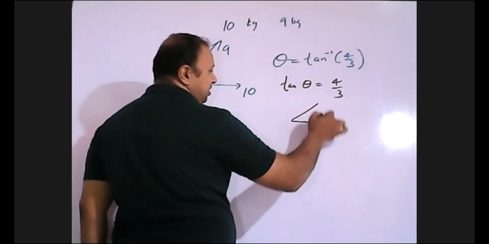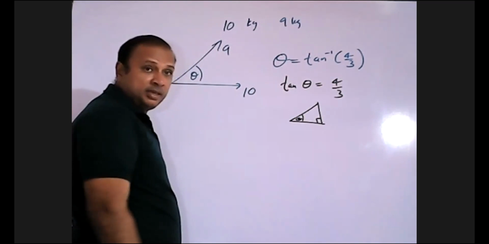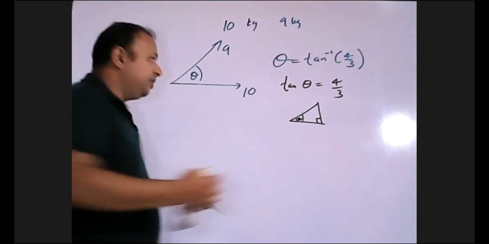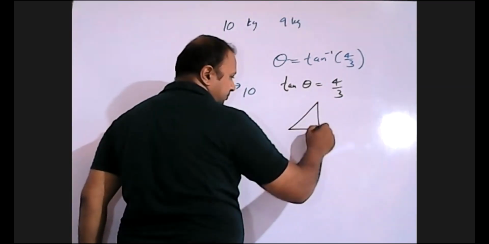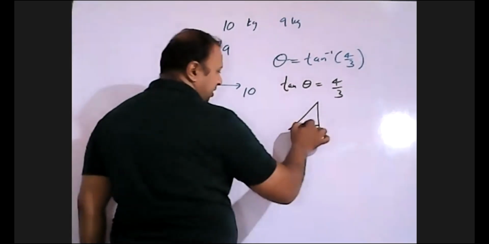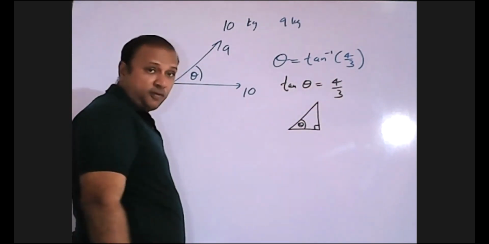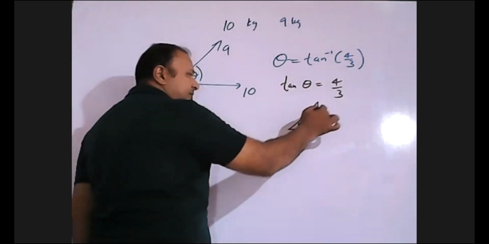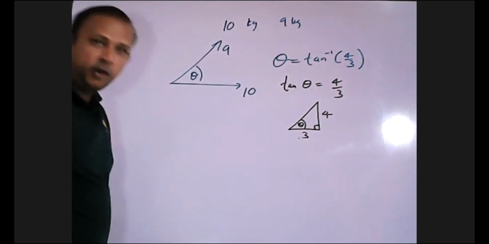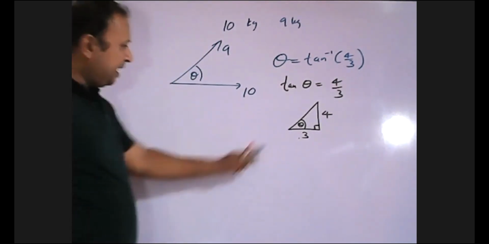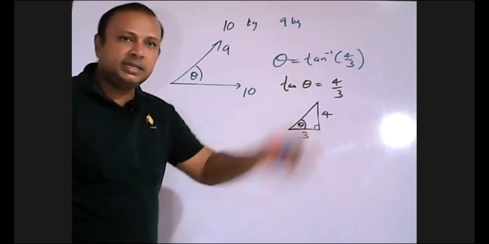So if tan theta is equal to 4 over 3, if I draw a right angle triangle with angle theta, tan theta is 4 over 3. Tan theta is 4 over 3 means opposite side over adjacent side is equal to 4 over 3. Then the opposite side is 4 and the adjacent side is 3, or its integral multiplication.